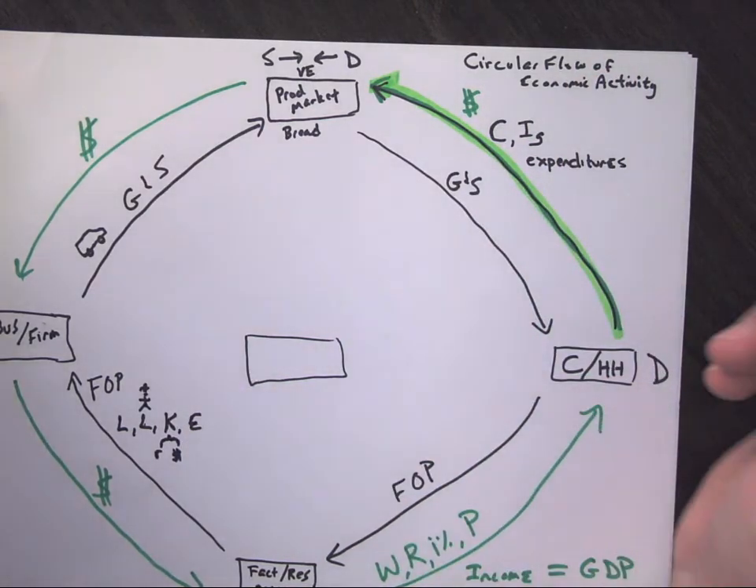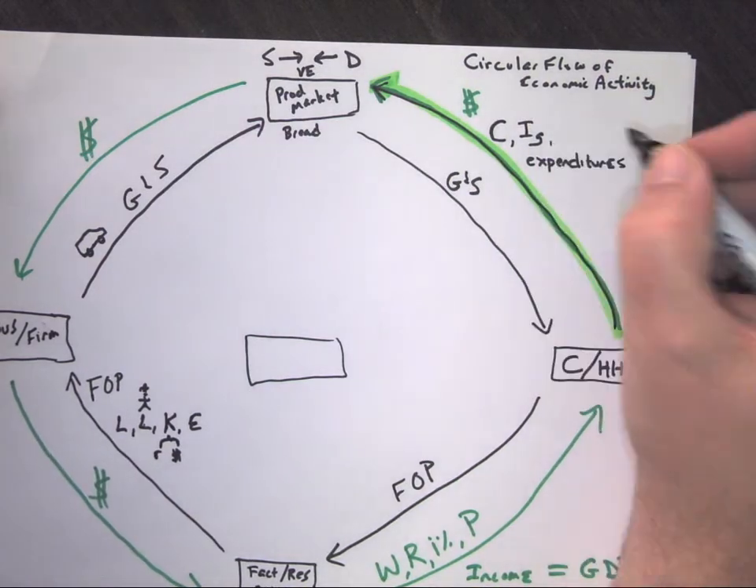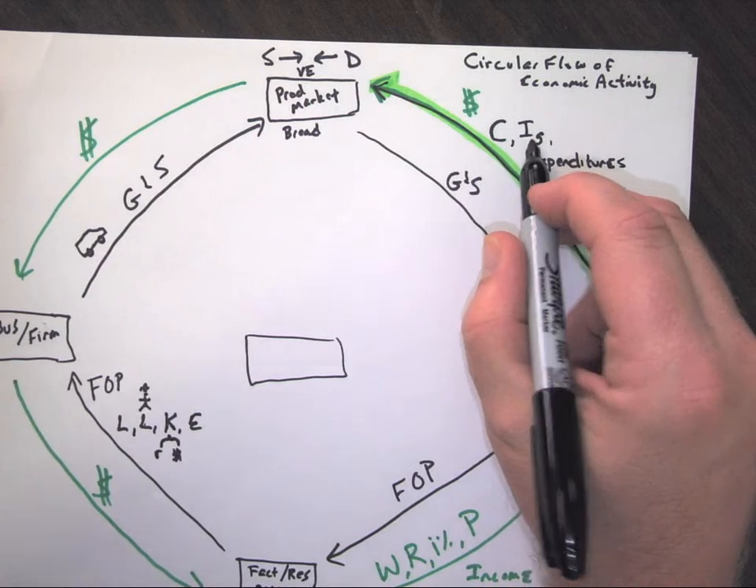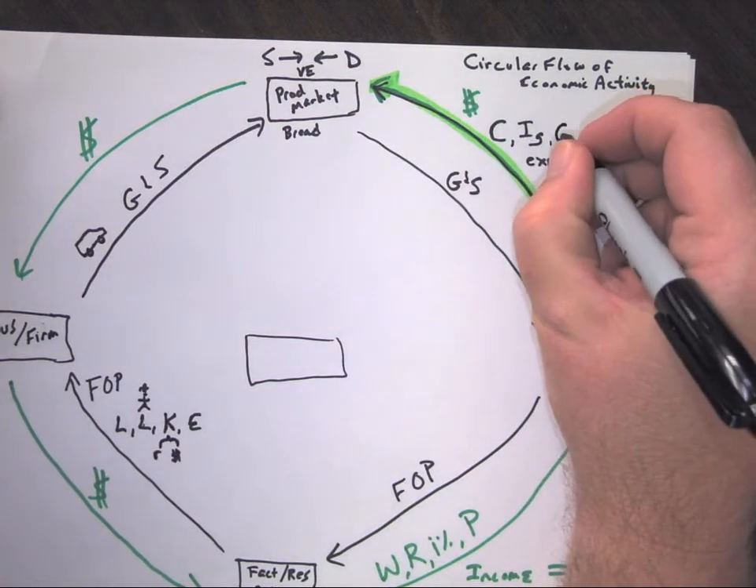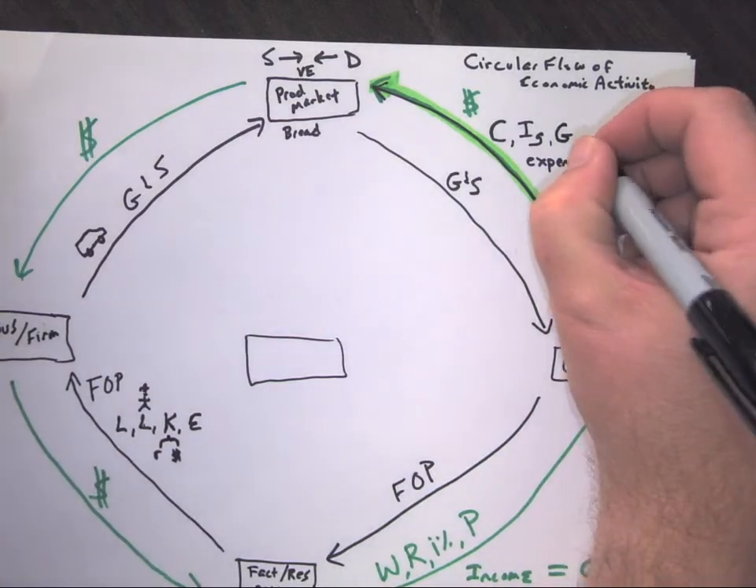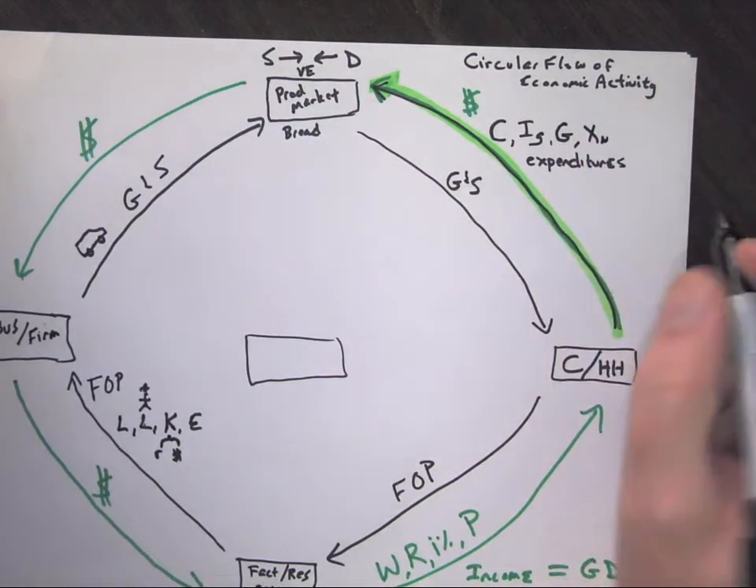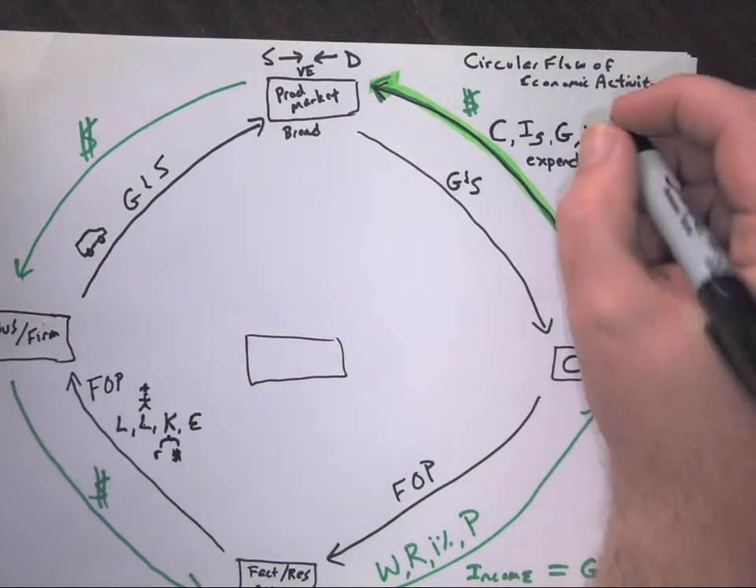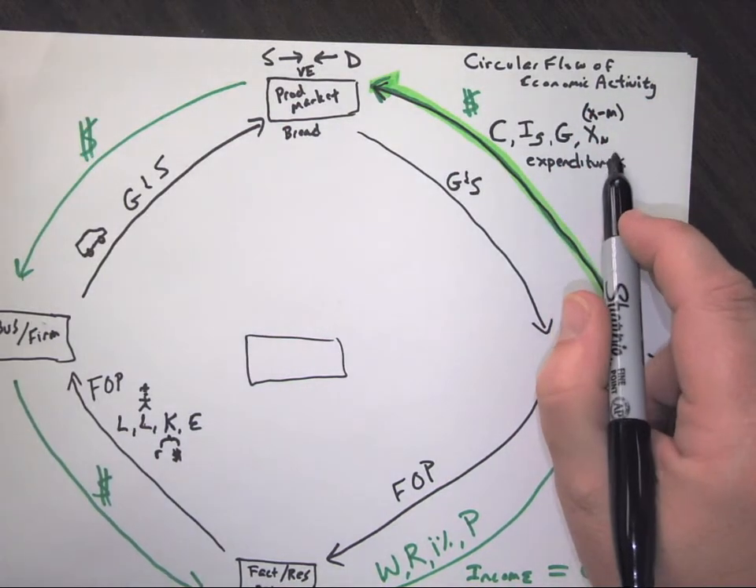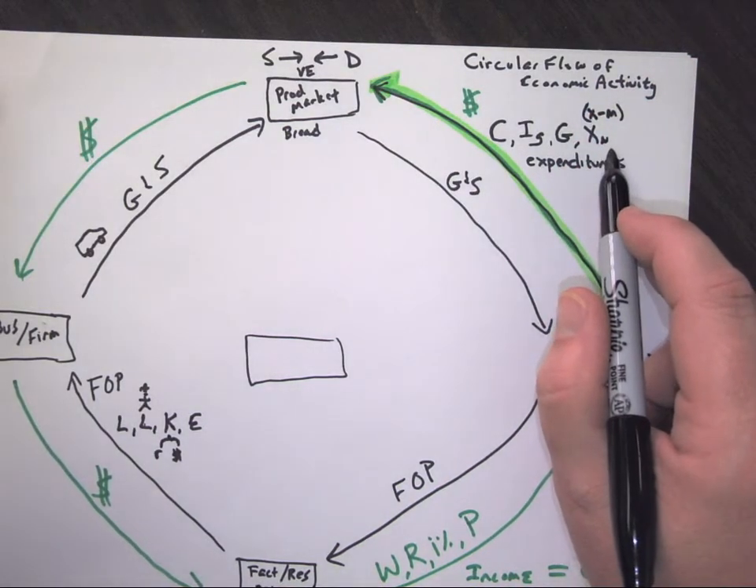Okay? Didn't mean to say K after that. So we have C for consumption, I for investment. You have G for government spending, which we'll get to right here in a second. And then we have net exports, which is exports minus imports. So anytime you see the word net, that means we're going to be subtracting something.